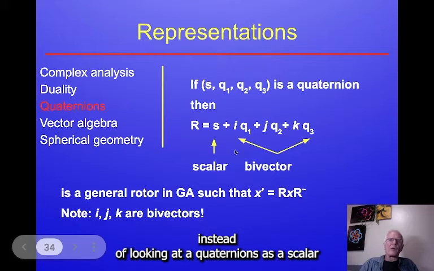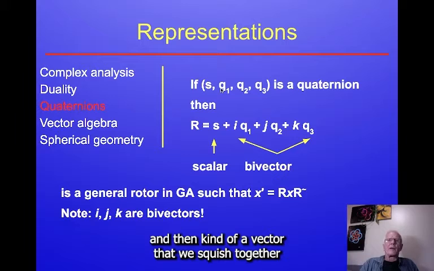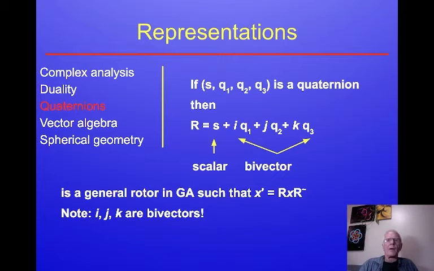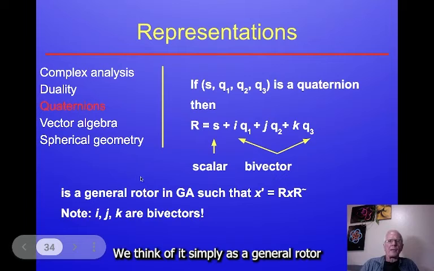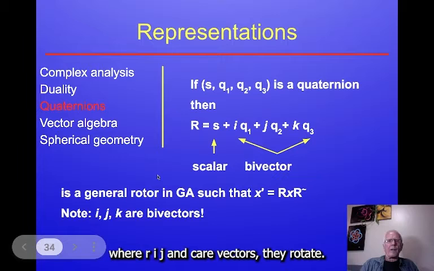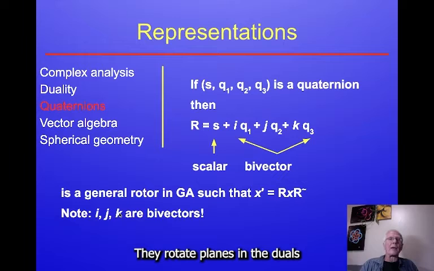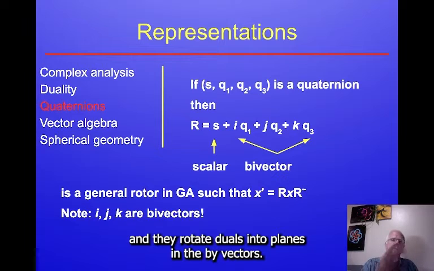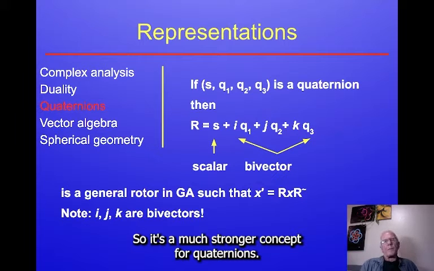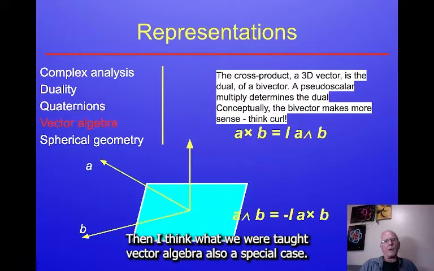So conceptually, instead of looking at a quaternion as a scalar and a vector that we squish together and then give a whole bunch of axioms to multiply them, we think of it simply as a general rotor in geometric algebra, where our i, j, and k are vectors. They rotate planes into duals, and they rotate duals into planes, into bivectors. So it's a much stronger concept for quaternions than what I think we were taught.